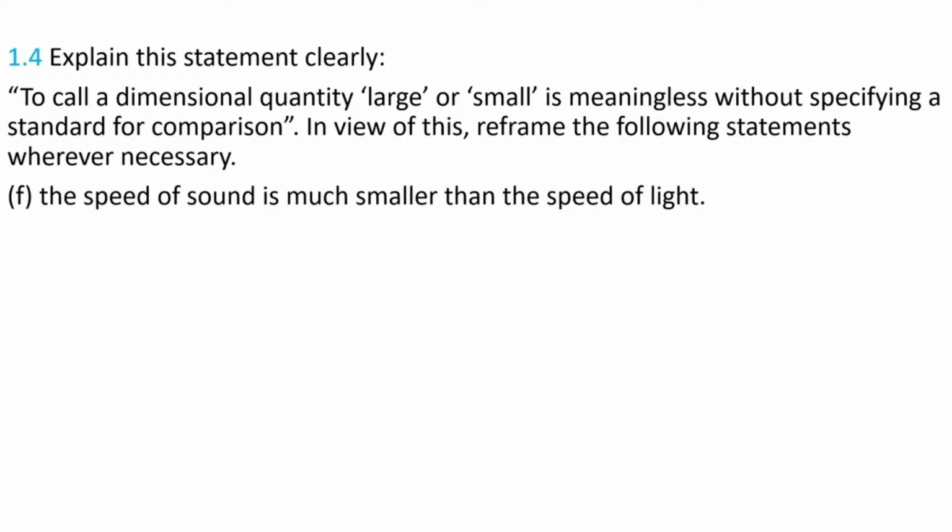Now the speed of sound is much smaller than the speed of light. Here again the word smaller is used, the speed of sound and speed of light, these both speeds are compared, and the reference is the speed of light. So the statement is saying that the speed of sound is much smaller than that of the speed of light. So we have a reference here and we have a comparison word here. So this sentence is also correct.